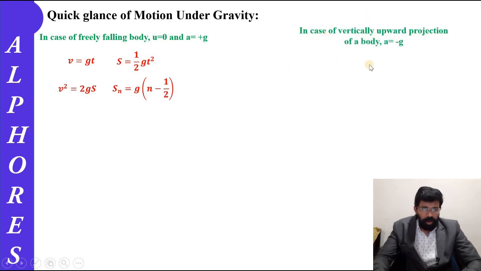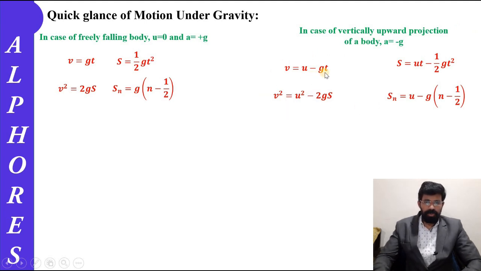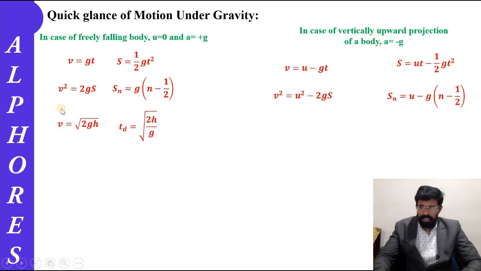If a body is vertically projected in the upward direction, a will be replaced with minus g, and in this case u equal to 0 is not possible. If you have to project a body in the upward direction, definitely you have to give some velocity to the body, some non-zero value of velocity. So these are the equations corresponding to vertically upward projection. v is equal to u minus gt, s is equal to ut minus half gt square, v square is equal to u square minus 2gs, s_n is equal to u minus g of (n minus 1 by 2).